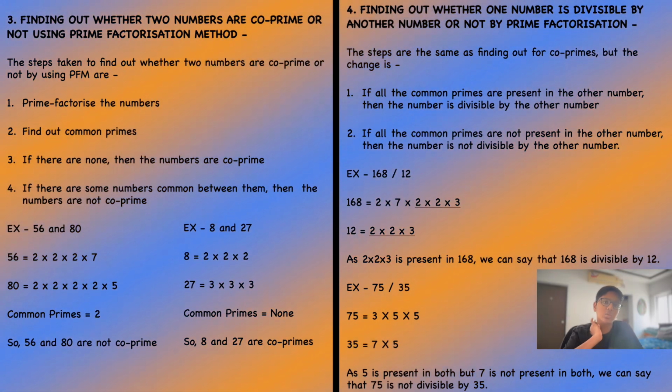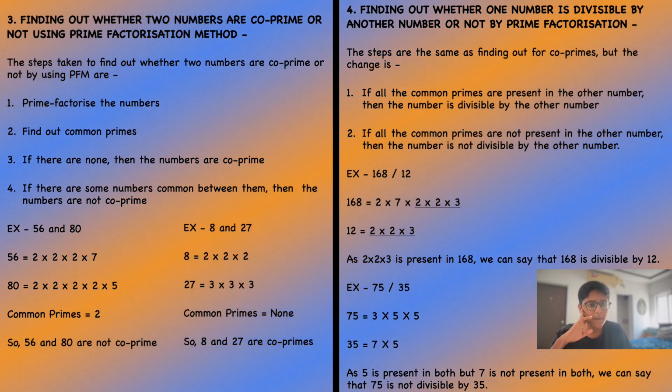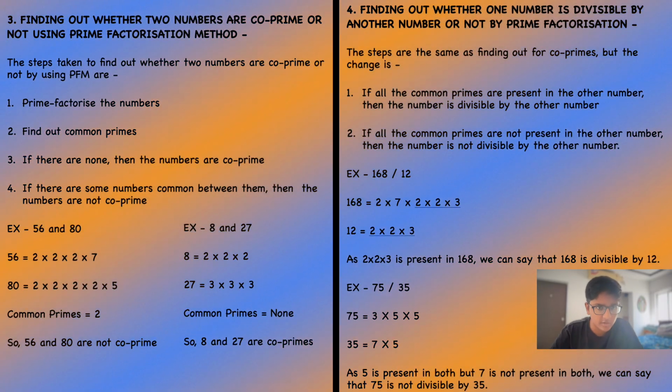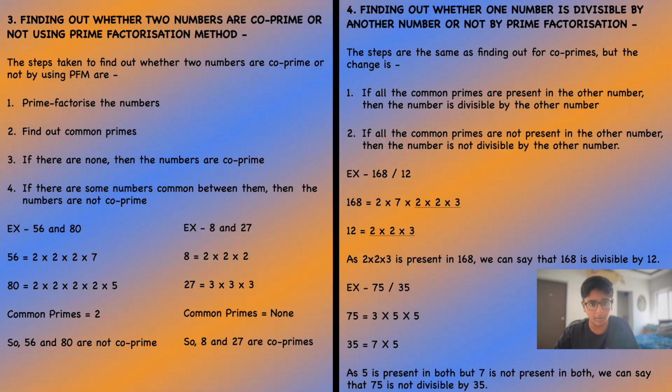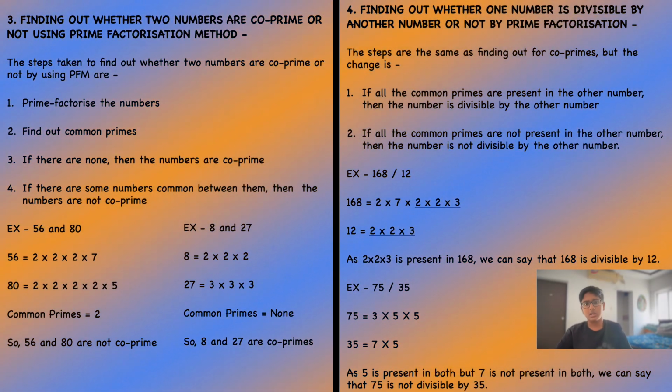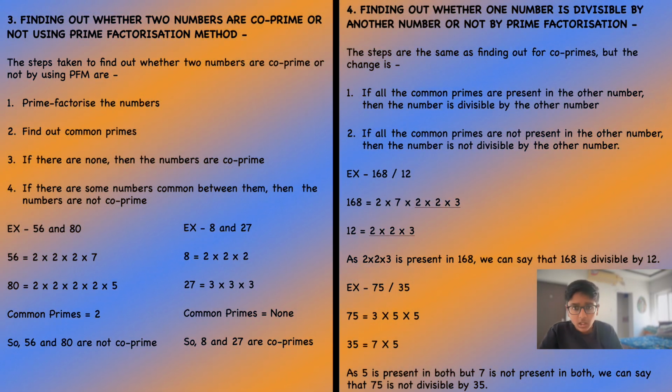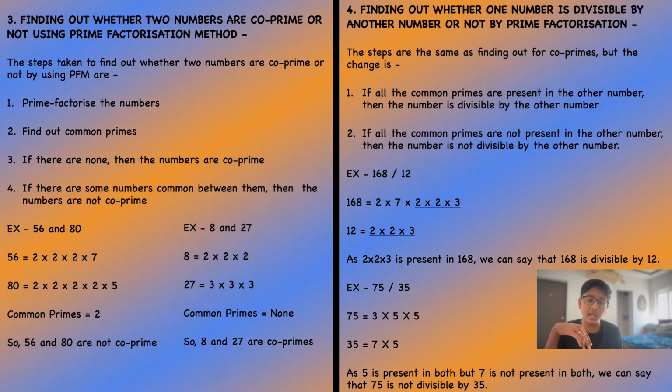Next, finding whether two numbers are co-prime or not using the prime factorization method. If we do the prime factorization and find any number common between them, they are not co-prime. If we don't find any number common between them, they are co-primes. Next, if we want to find out whether one number is divisible by another number, the smaller number's prime factors should be there in the prime factors of the bigger number.